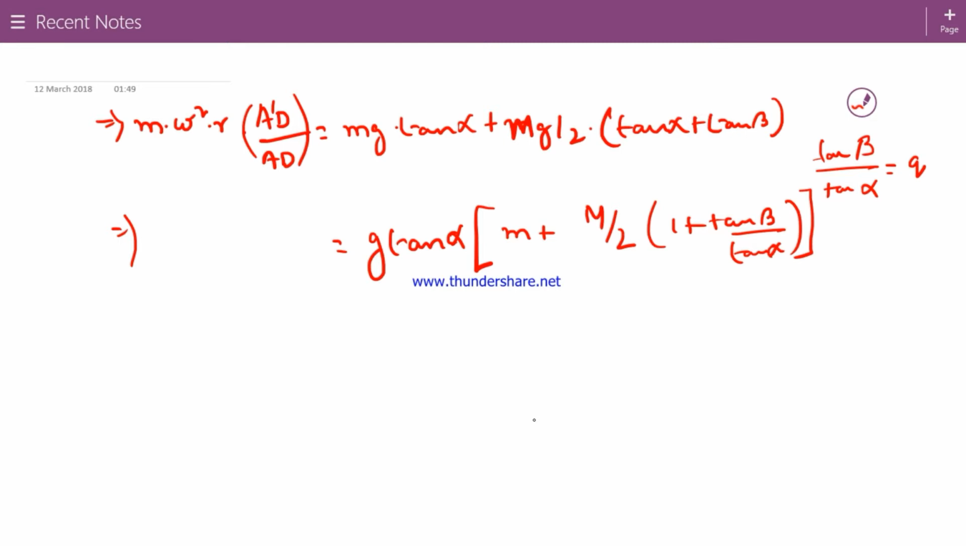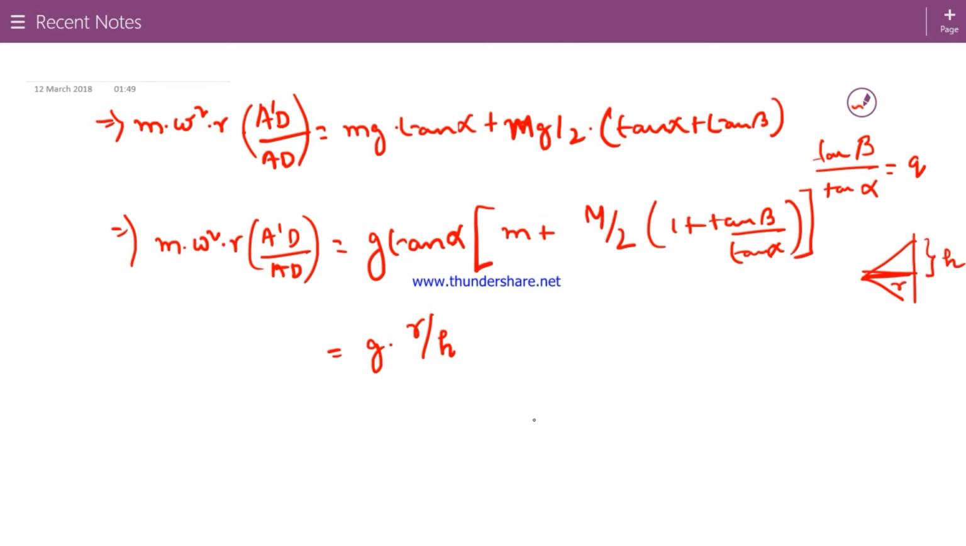Okay, and suppose, let me write the left hand side of the equation, a dash d by ad. So what we can do now is put the value of tan alpha as r by h. Please follow the triangle, the left hand side triangle. If you can remember, this was r and this was h, and this was your alpha. So tan alpha will be nothing but r by h. Okay, m plus capital M by 2, 1 plus q. What we can do is m omega square r.